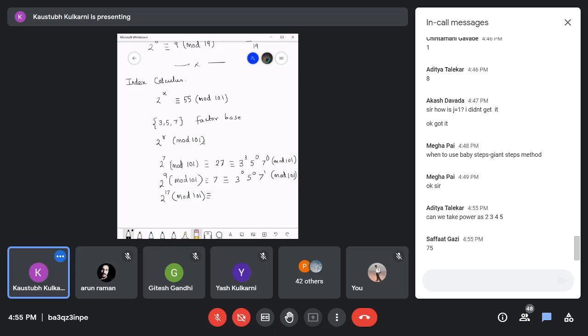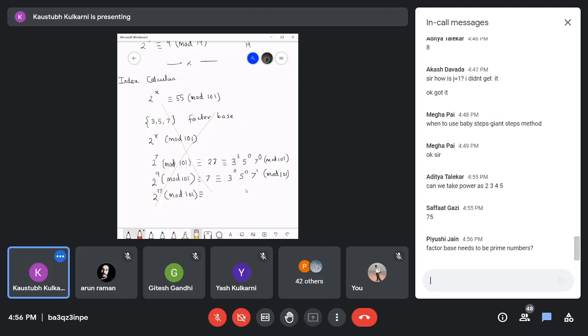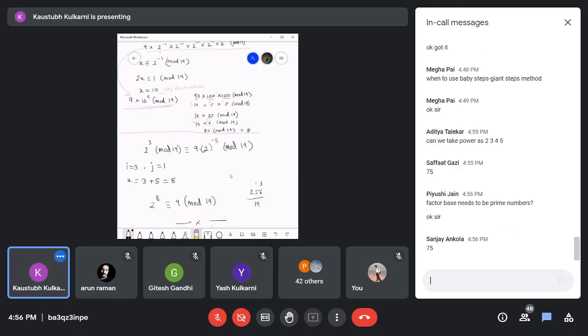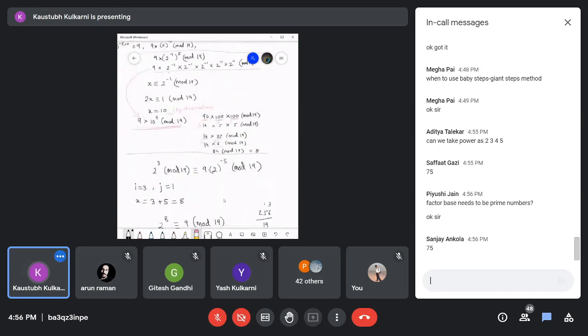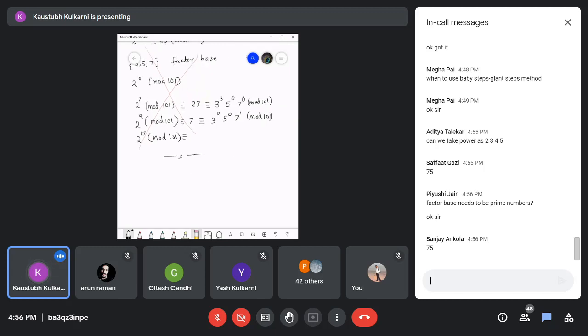Okay, skip this method, because there are too many random factors involved. Let's just move ahead and focus on the one method that you all have understood, that is the baby steps, giant steps method. Index calculus, if you want, you can study later, but it is quite a complicated method.